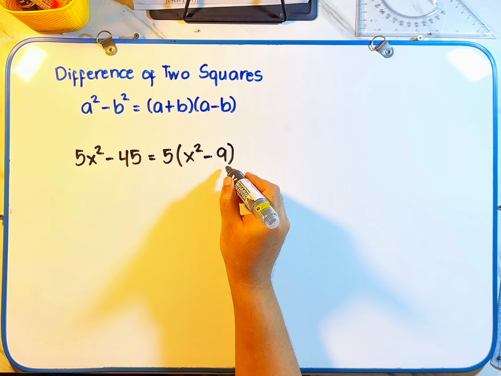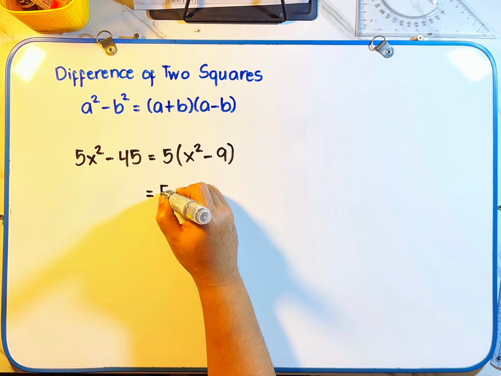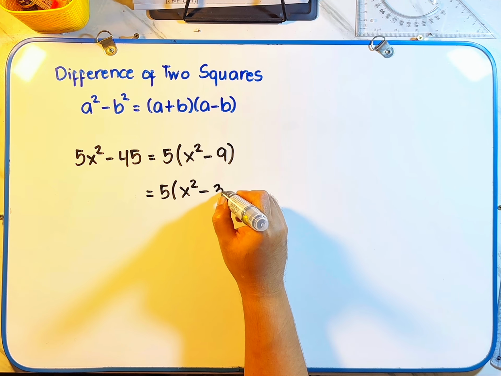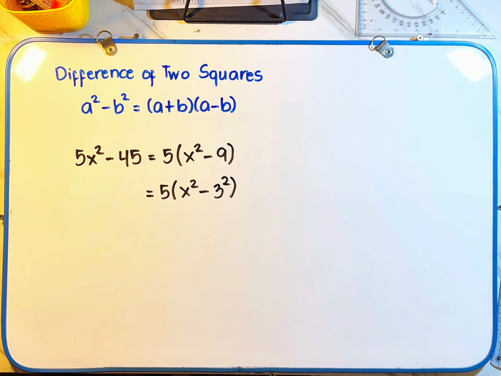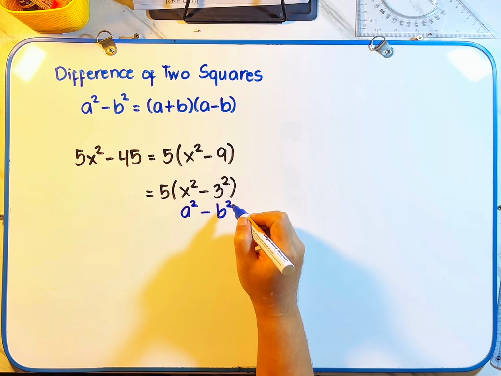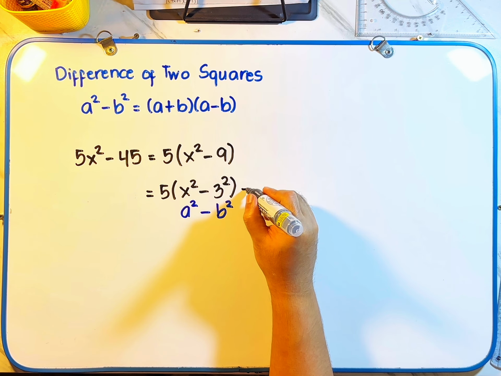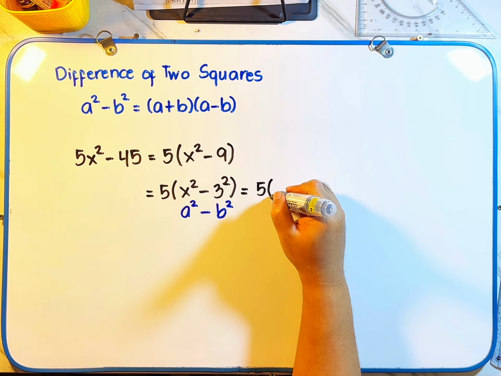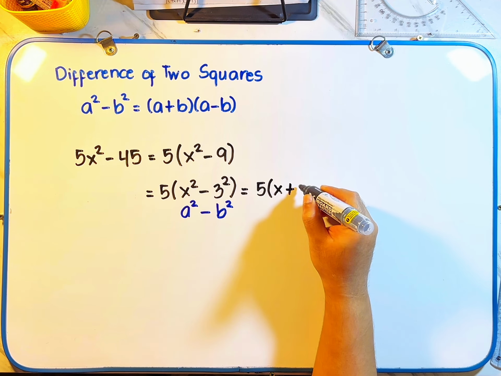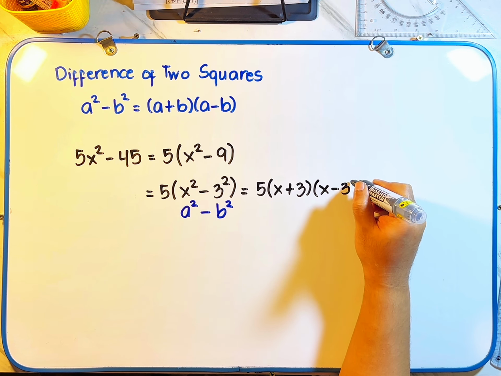And right here, this is a difference of two squares. Let us rewrite. 5 times x squared minus 9, which is equal to 3 squared. And therefore, this is in the form of a squared minus b squared. A is x, b is 3. So now we can factor further. This is equal to 5 times, let's apply a plus b, so x plus 3, and then times a minus b, so x minus 3.